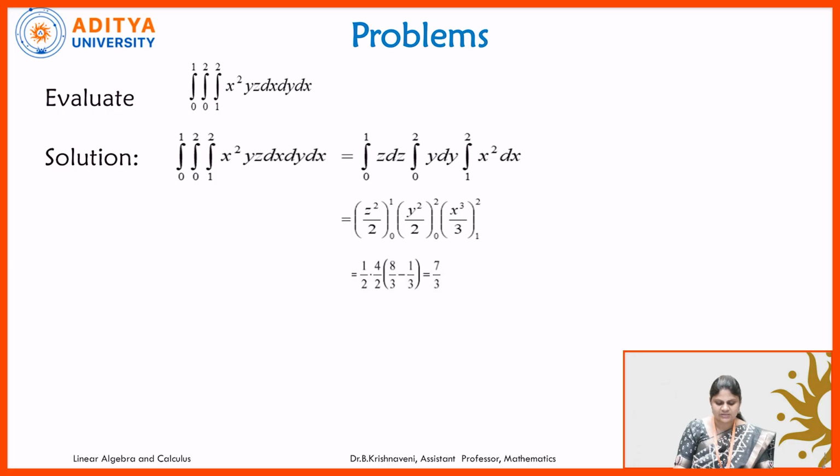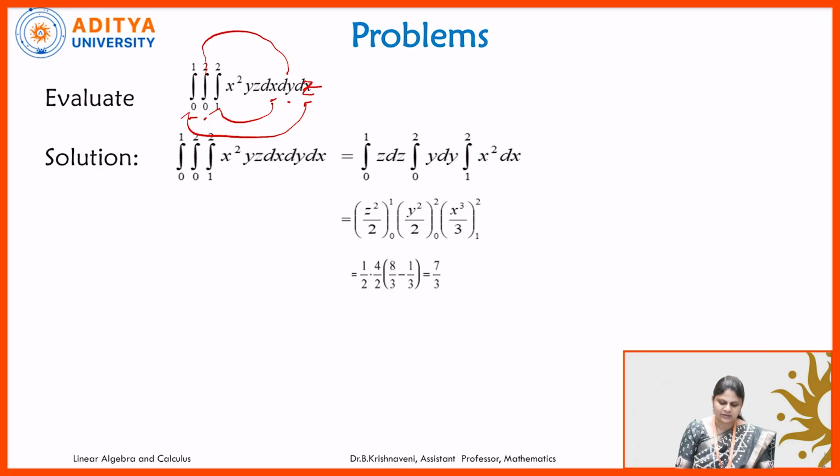So now let's discuss the question. The first question is about finding a triple integral with constant limits, given by integral 0 to 1, integral 0 to 2, integral 1 to 2, x square yz, dx dy dz. Here it is very clear that we take the same order. So the x limits are 1 to 2, the y limits are 0 to 2, and finally this is z, with the z limits 0 to 1. So let us do the integration.